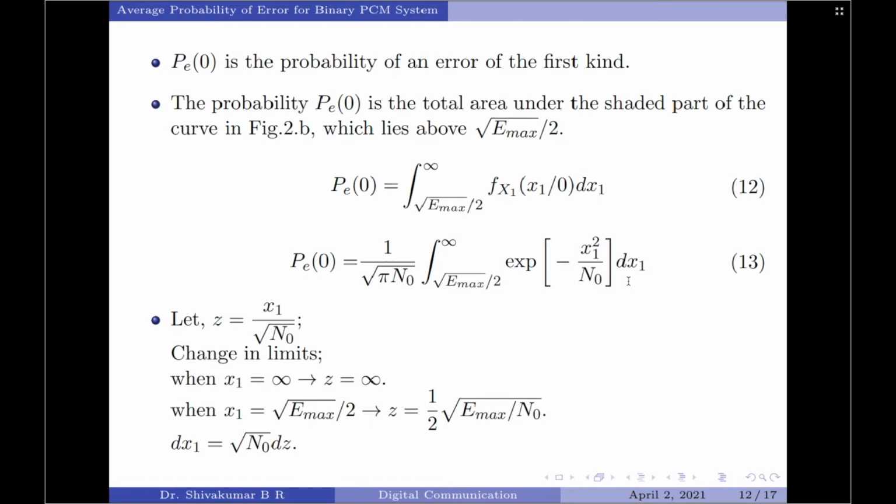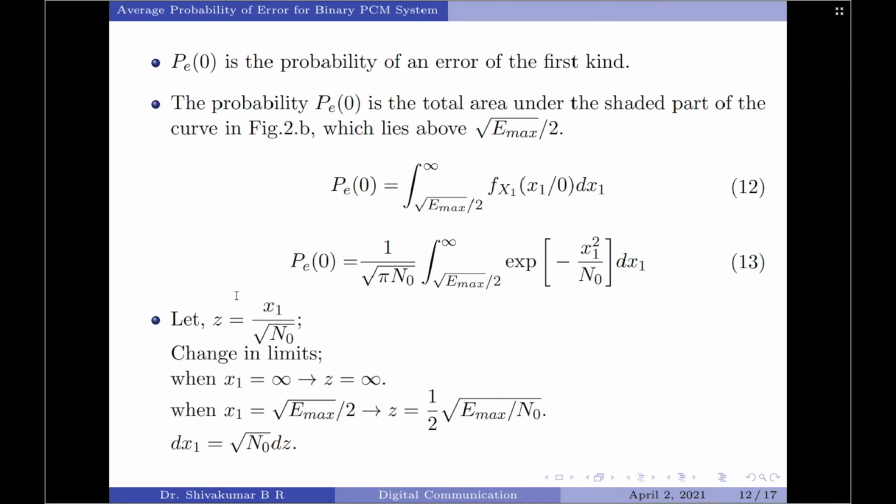Let us now change the variable and let the new variable z be, except for the negative symbol, the square root of the exponential term. I repeat, the square root of the contents of the exponential term, except for the negative symbol, will be the new variable. So z is equal to x1 divided by square root of N0.